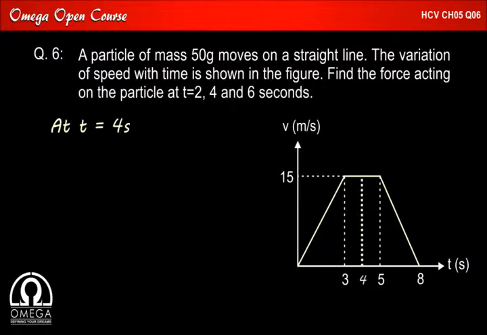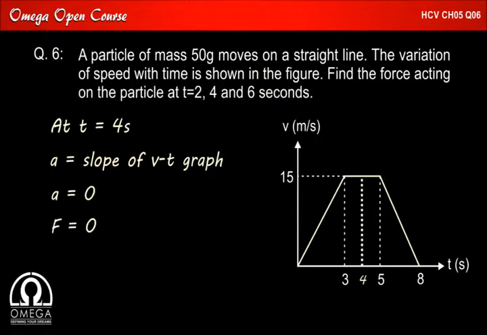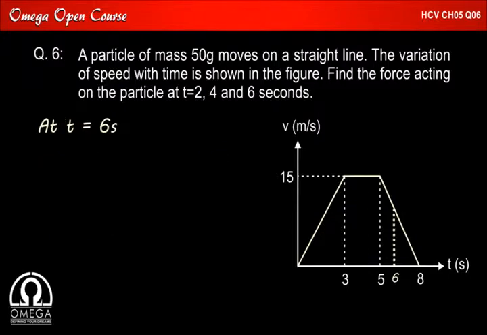At t is equal to 4 seconds, as we can see in the graph, between 3 and 5 seconds, the change in velocity is 0. So for this duration of 2 seconds between 3 and 5, the acceleration is 0 and hence the force will be 0.